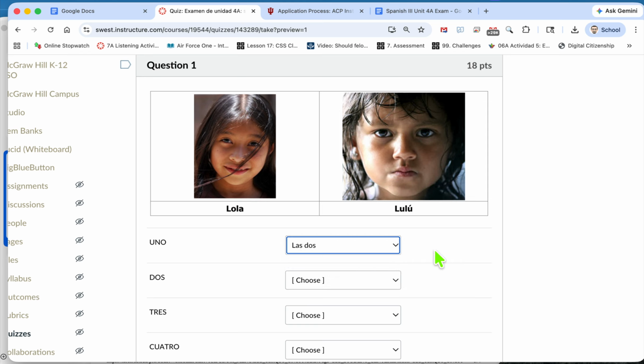Las dos. And that gave them the opportunity to not focus merely on the vocabulary, but also on the grammar, because they had to hear the third-person plural verb ending, as well as the vocab that they were saying, to hear that this was something that applied to both of them, not just one or the other.